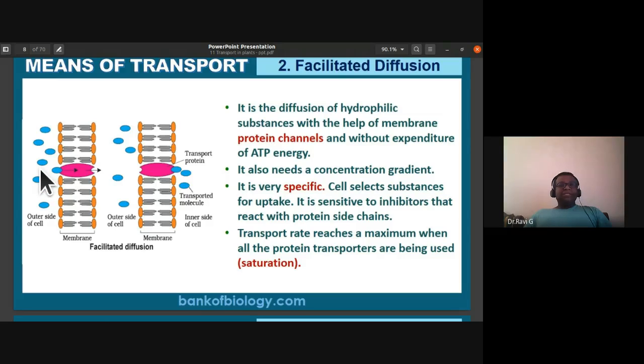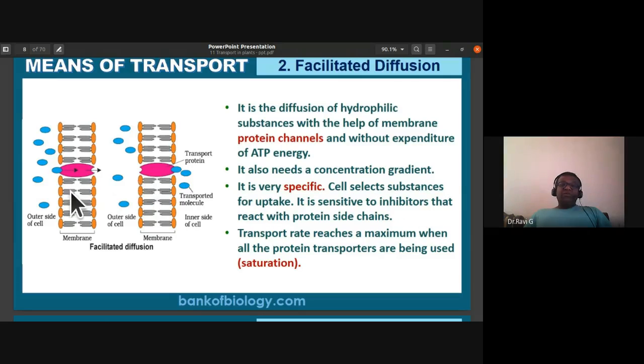So if the inhibitors enter, they react with the protein side chain and prevent the diffusion. So the transport proteins are sensitive to inhibitors. What are inhibitors? They are the substances which prevent facilitated diffusion from taking place. What the inhibitor does is it binds to the protein side chains and prevents the facilitated diffusion from taking place. So that is one thing that you have to remember.